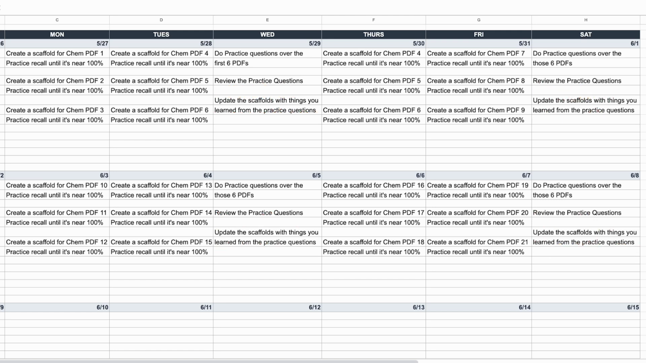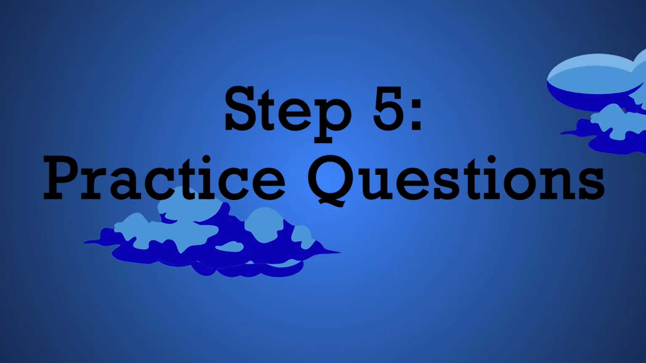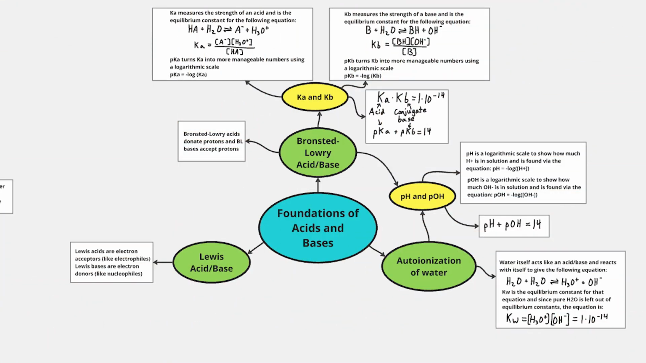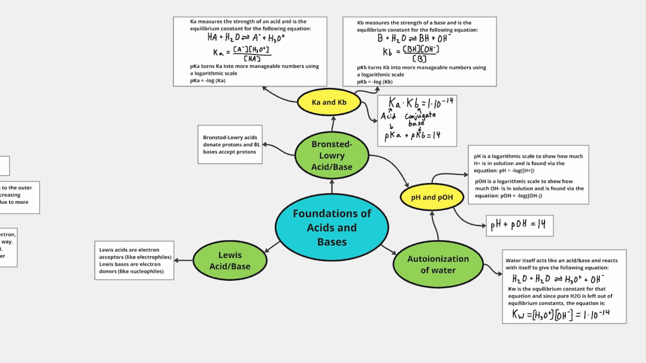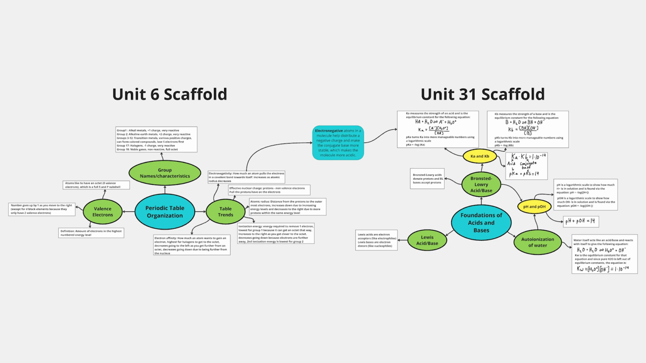So after you make your scaffolds for a certain topic and practice recalling that information, it's time to do practice questions over that topic. As you do practice questions, you'll probably develop a better understanding of the information and more clearly understand the why behind things. Take the time to record these understandings in your scaffolds. For example, a practice question may teach you that acid strength has some connection to electronegativity, and you can easily show this in your scaffolds by drawing a connecting arrow between the two topics and writing a quick note that describes the relationship.